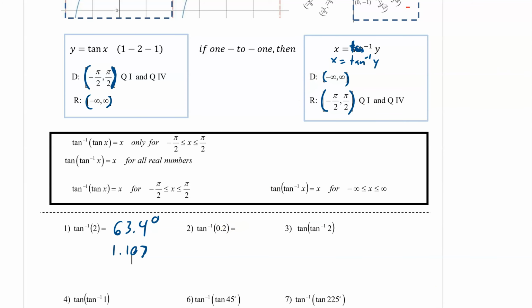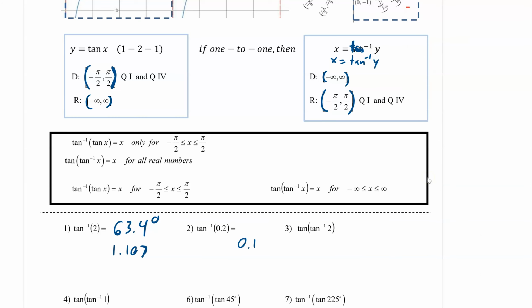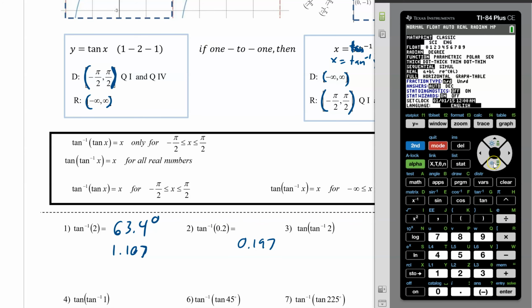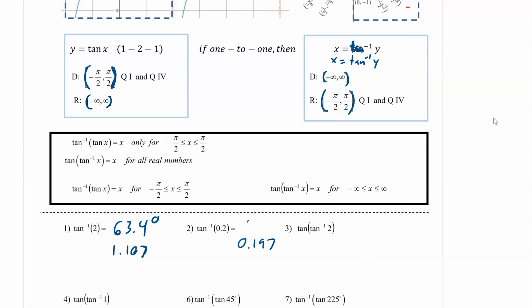Now, same with a decimal. Remember, this is all real numbers. So if you have a decimal, you just plug that in as well. Second inverse, and then we put in 0.2. Hit enter, and it spits out the radians. So 0.197. And then we change the mode to degrees. Hit enter, and now we have the degrees, 11.31 degrees.